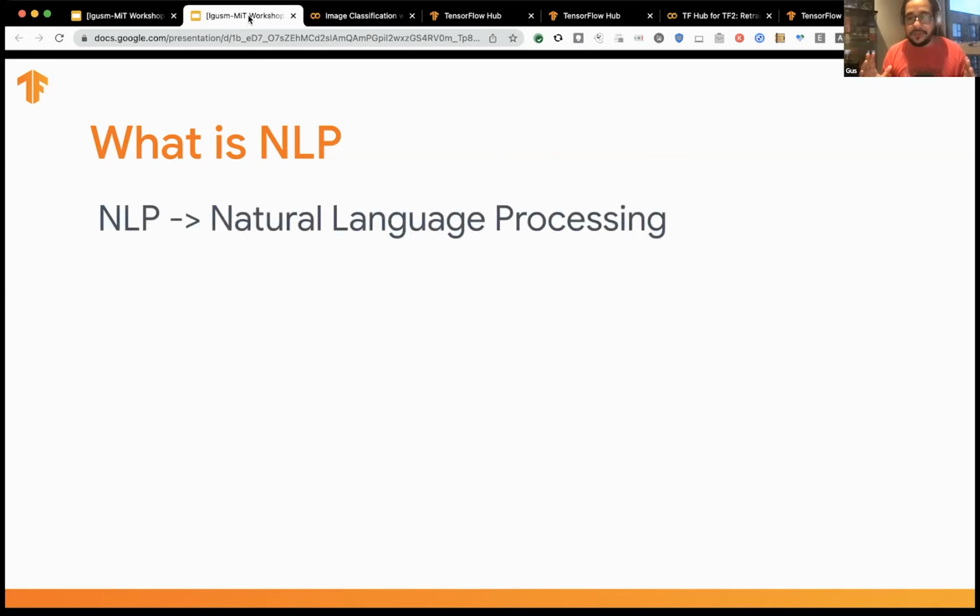The goal is to make computers understand language. Language is spoken, written, all languages, right? And this is very, very hard.